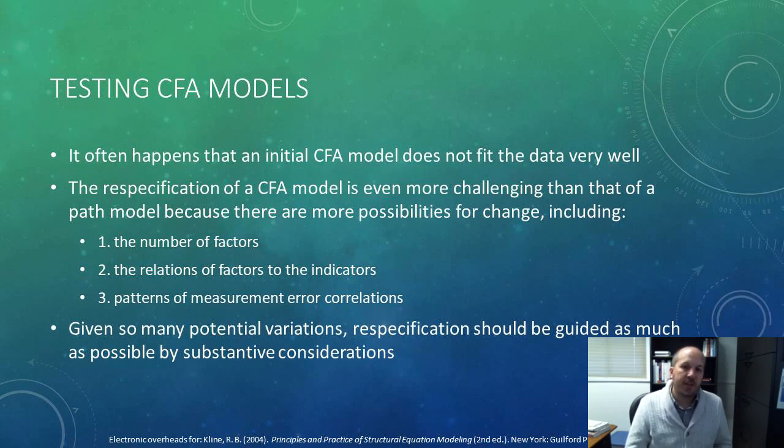When you're respecifying the model, consider the number of factors. You may need more than 1 factor. Consider the relationship of the factors to the indicators. So those factor loadings. There have been times where I've seen that an indicator is a better fit on a different factor than the factor I had it loaded on. And look at the patterns of error correlations, and look at the pattern of correlations between the variables. Given so many potential variations in respecification, it's very important that it's guided as much as possible by substantive considerations, so things that will make a big difference.